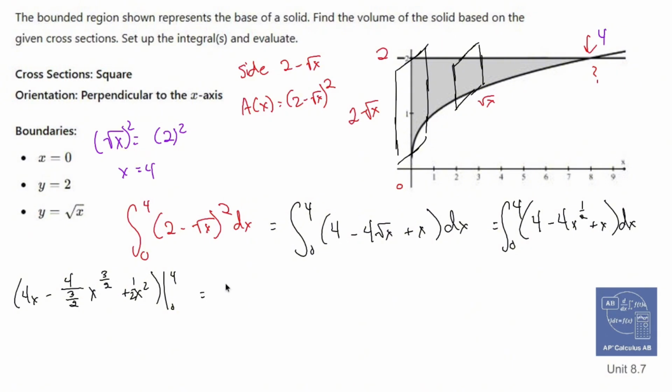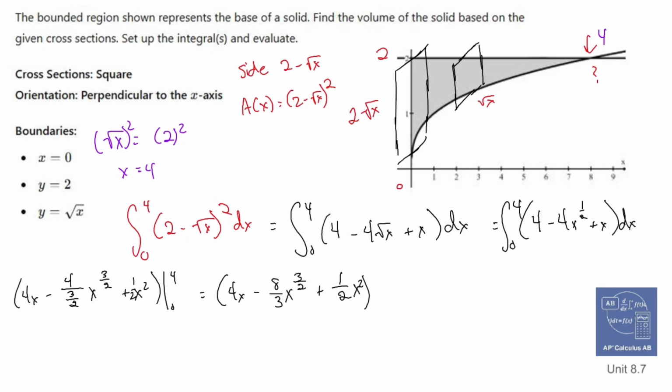So let's clean this up a little bit more. 4x. If I flip this and multiply, this is going to be 8 over 3, so minus 8/3 x to the 3/2 plus 1/2 x squared. Oh, squared's in the wrong spot. My limits are going to still be 0 and 4.